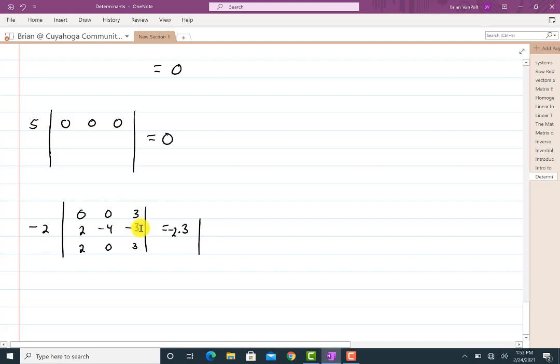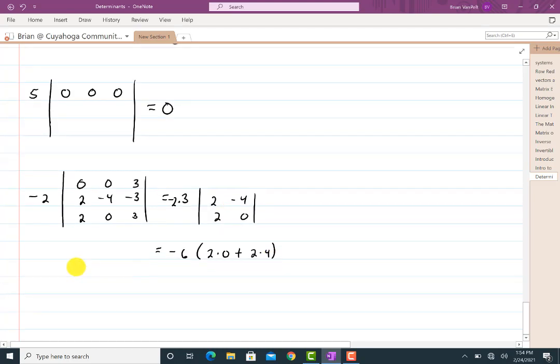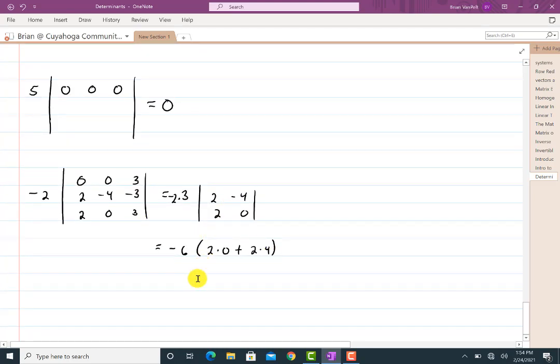Get rid of its column and its row, and we get 2, -4, 2, 0. This is negative 6 times 2 times 0 plus 2 times 4. I make a plus because this way is minus, but the negative from the 4 will cancel that. And it looks like 6 times 8, that's negative 48.